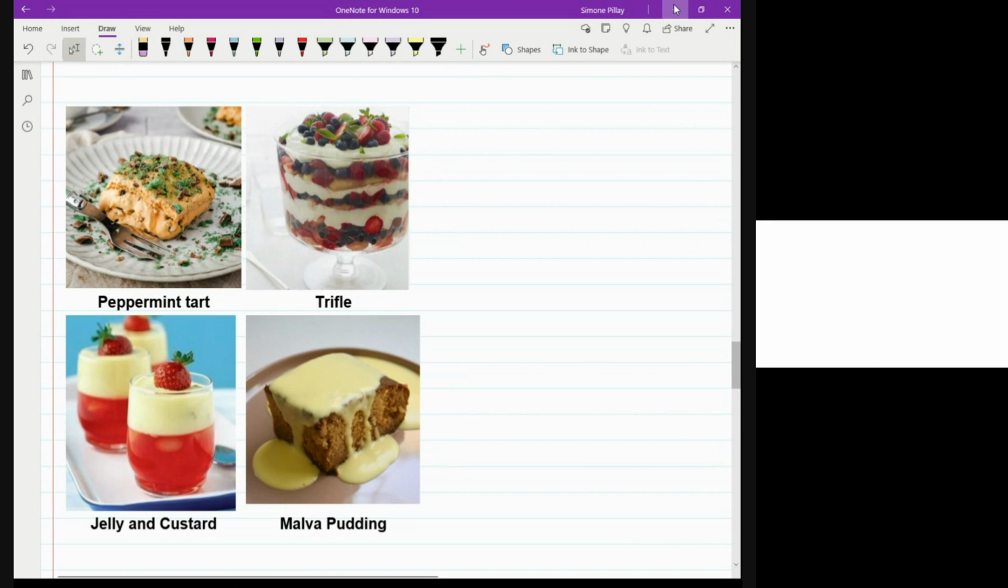Malva pudding is good for when it's cold, and peppermint tart is good for when it's hot. True, true. I don't know. But I'll just go with your choice. I'll let you make the choice for me, Liaho. So we're keeping malva pudding. Okay, cool, ma'am. Thank you.